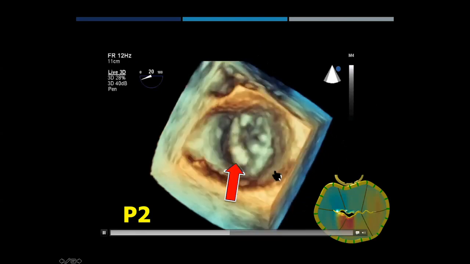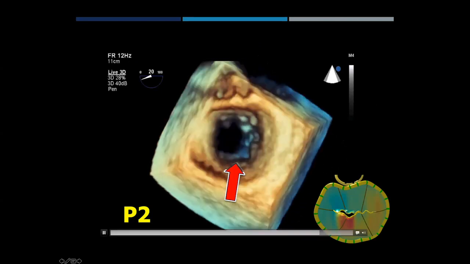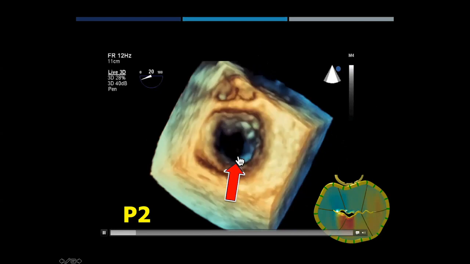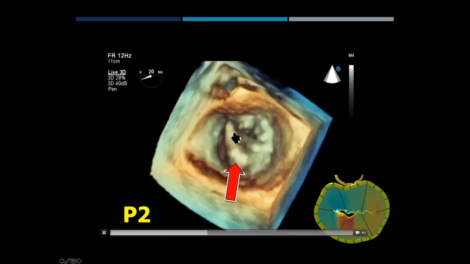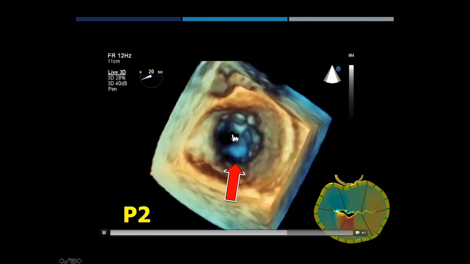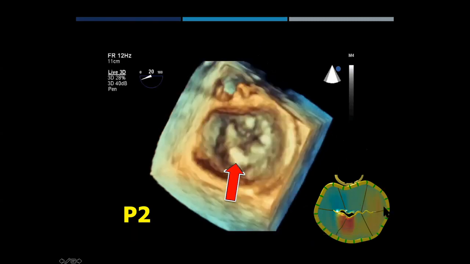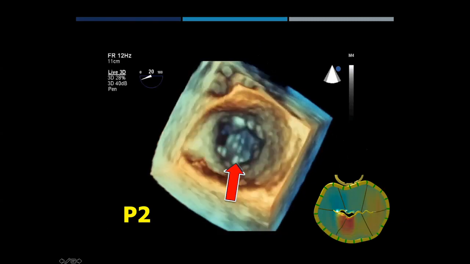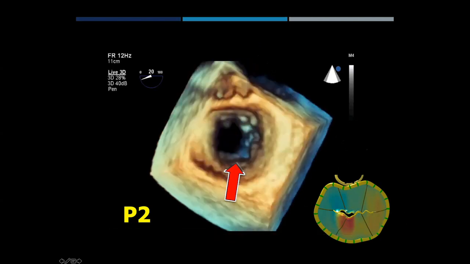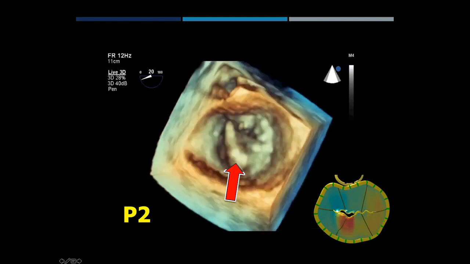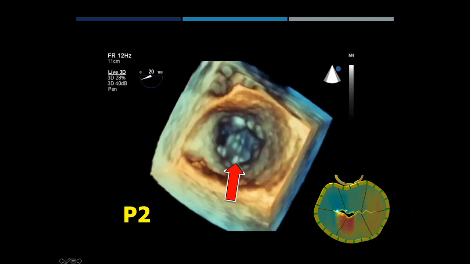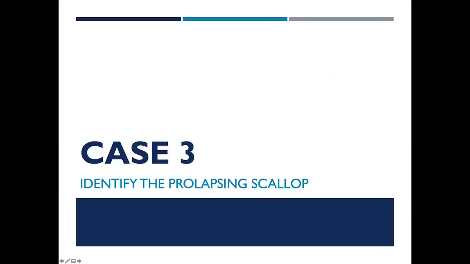So here we can see from the 3D echo image that it is P2 position and a P2 flail. This here is actually a ruptured cord, what I'm pointing to here. So P2 flail. This is just a model of the mitral valve. There is software available where you can actually model the mitral valve, and that can also help you assess where the prolapse or flail is happening.